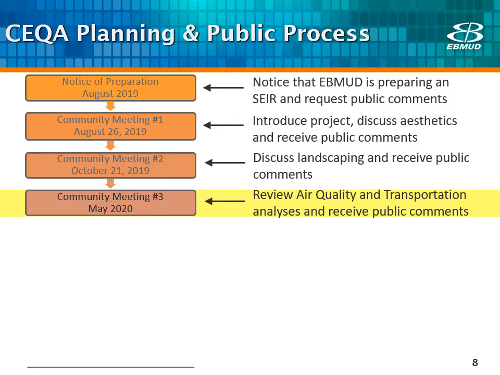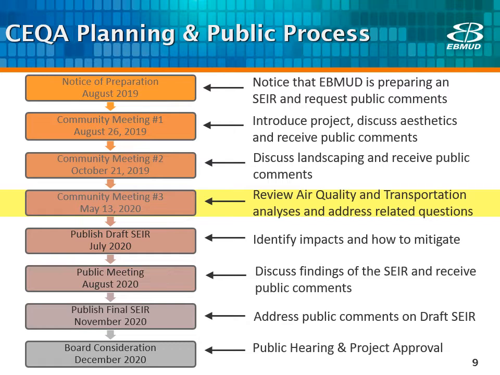Here is the timeline of the CEQA public process so far. We held 2 community meetings in 2019. Tonight is community meeting number 3 to review the preliminary air quality and transportation analyses. Coming up next is the release of the draft supplemental EIR in July, with a public meeting in August to discuss the findings of the supplemental EIR and receive public comments. We anticipate publishing the final supplemental EIR in November, with East Bay Mud board consideration in December.